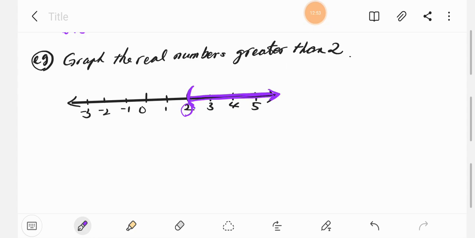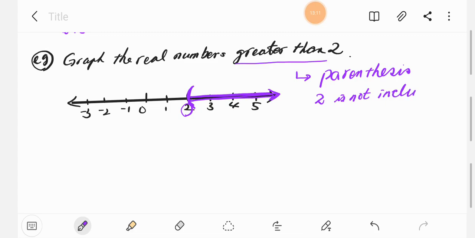Parenthesis means do not include. The number 2 is not included. Okay, so if a real number is greater than or equal to 2, so that 2 is included, then we will use a bracket. In this case, we use a parenthesis because the number is not included.